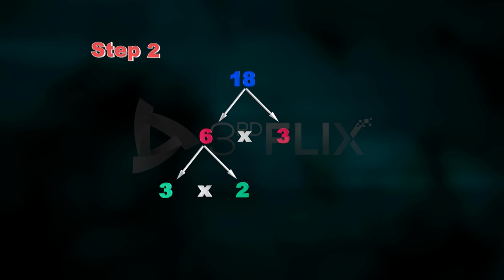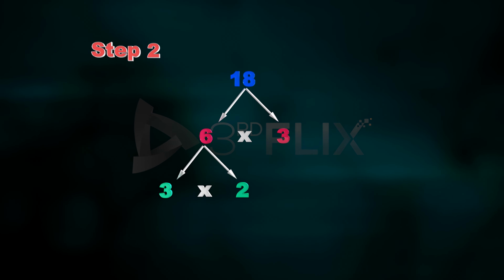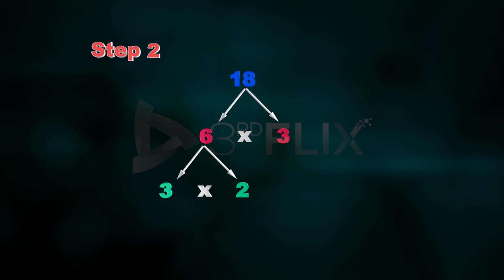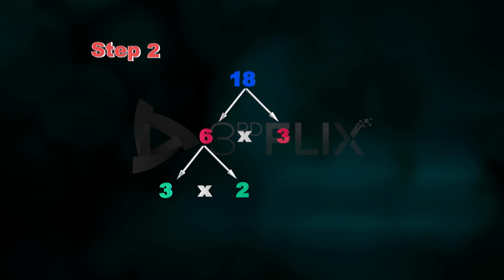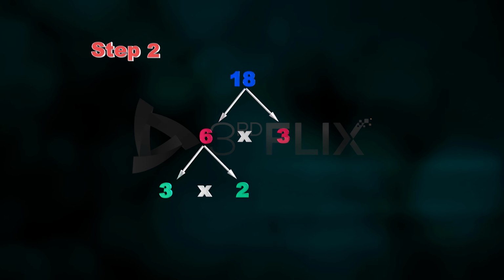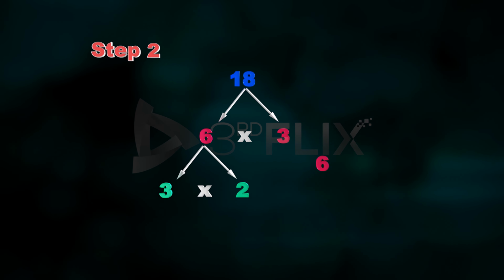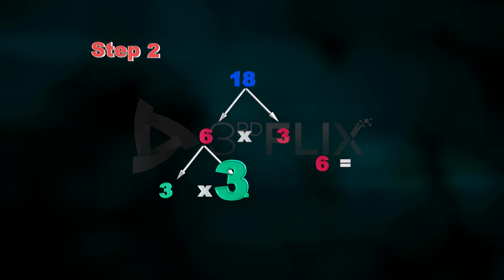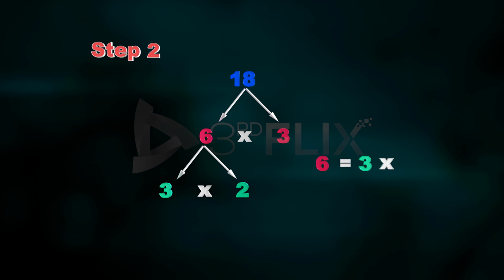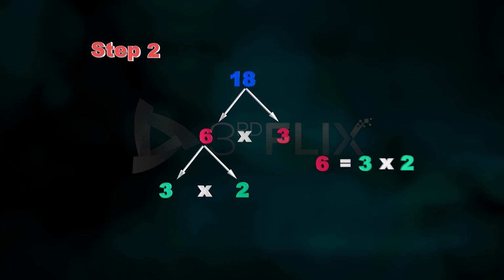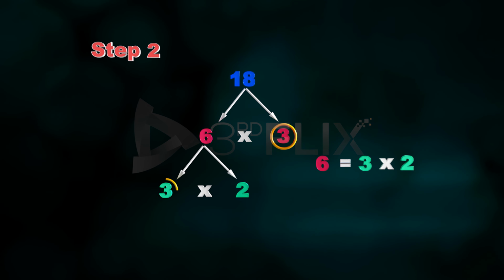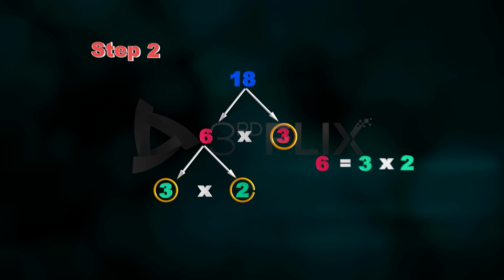Here, 6 is the composite factor of 18. So, 6 is equal to 3 into 2. Again, circle the prime factors.